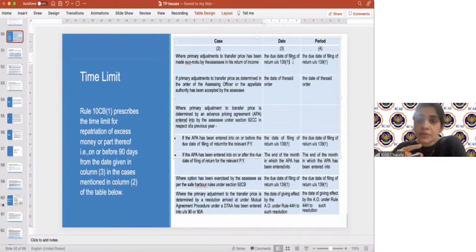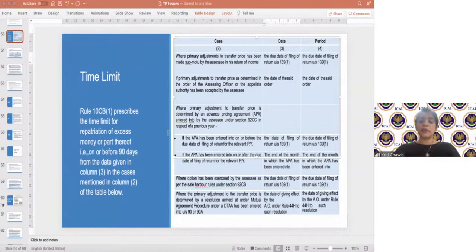If the primary adjustment is made by the assessing officer, generally in their assessment order, and there is a date in the order, then if the primary adjustment is because of this particular order of the assessing officer, you will have to make sure that the funds are repatriated to India within 90 days from the date mentioned in that particular order. So it is provided in these particular instances that 90 days run from which particular day. But what you have to remember is that this is 90 days in respect of repatriation.